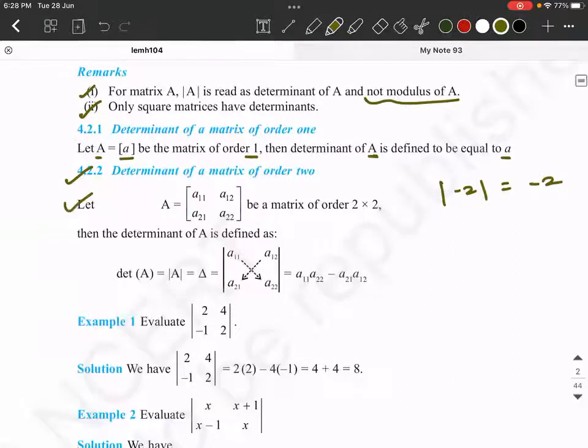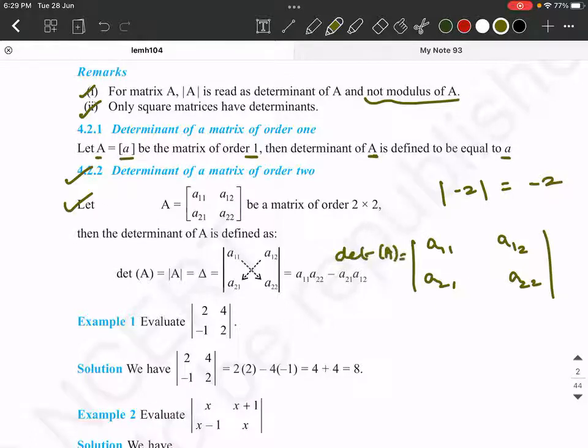Let A be a matrix of order 2 cross 2, where a11, a12, a21 and a22 are the elements. Then how do you write the determinant of that A? You should always use the cross multiplication method and subtraction. That is how it is defined. As I told you, it is defined. There is no proof or anything further. If you define it like that, they got some answers and the theory worked.